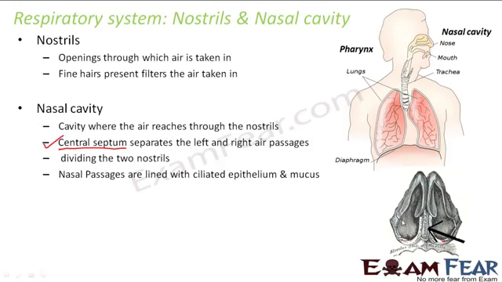If this wall is not there, then there will be just one big hole, right? So this nasal septum separates the left and right air passages. Nasal passages are lined with ciliated epithelium and mucus.